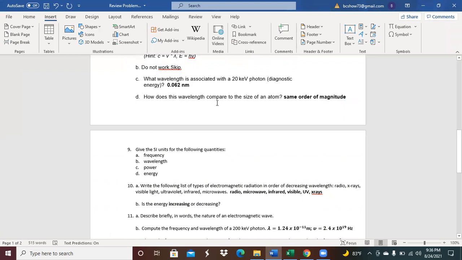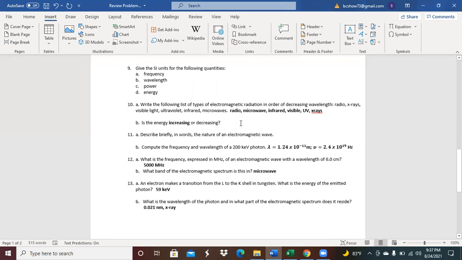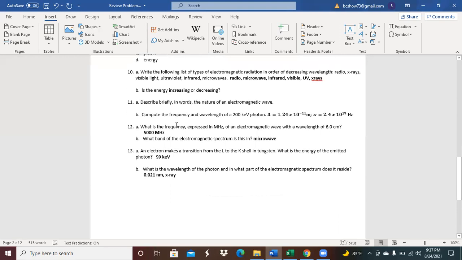How does the wavelength compare to the size of an atom? You can look that information up and you can see how roughly they compare. I will leave it to you to go through and define the SI units for all of those. This is also readily findable information. As a matter of fact, I've got a presentation or two that has a lot of that information in there, so I'm going to leave that to you.